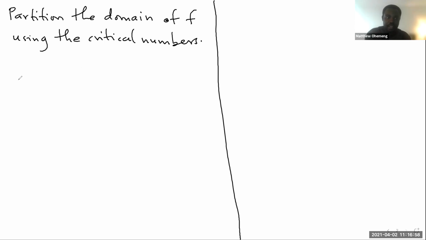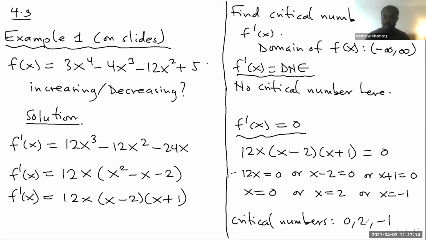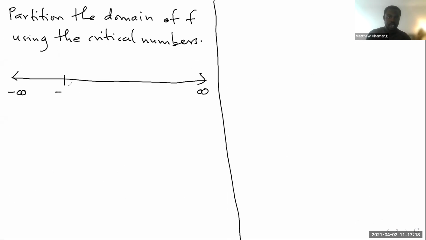In our example here, the domain of f is all real numbers, so from -infinity to infinity. This is the original domain. Now let's partition this using the critical points, which are 0, 2, and -1. So -1 is the leftmost point. You have -1, you have 0, and you have 2. The partition I have here is this, this, this, and this. So I have 4 intervals, right?